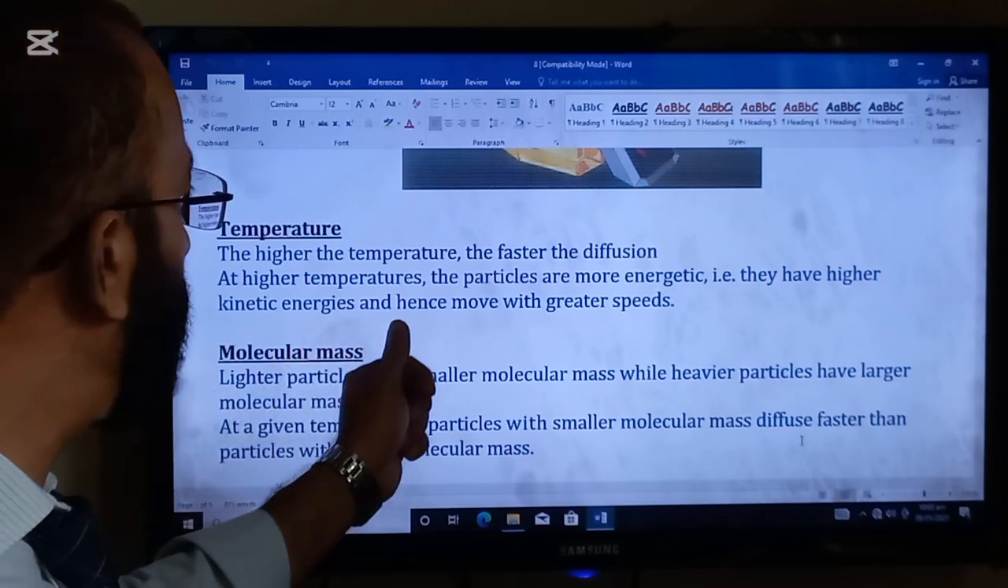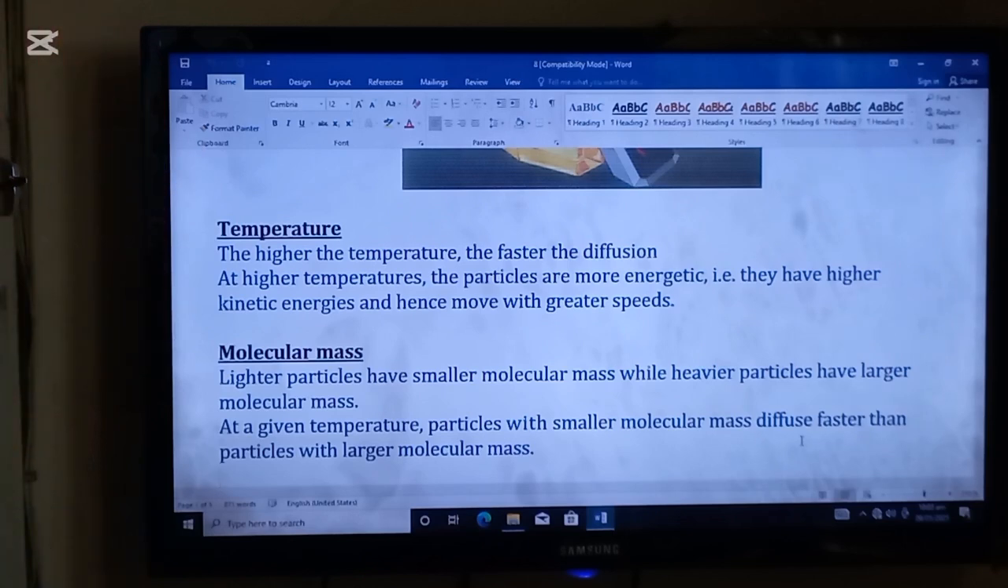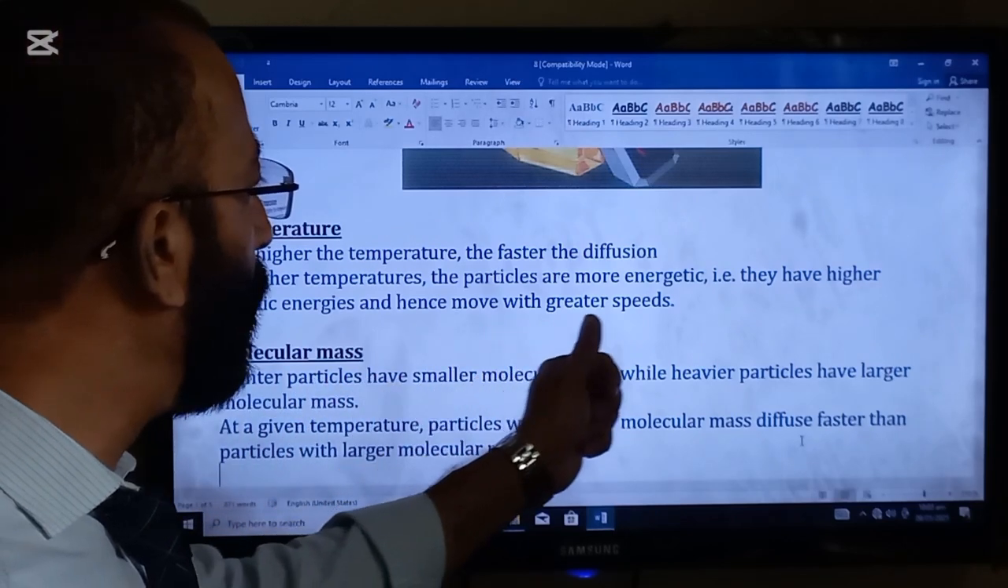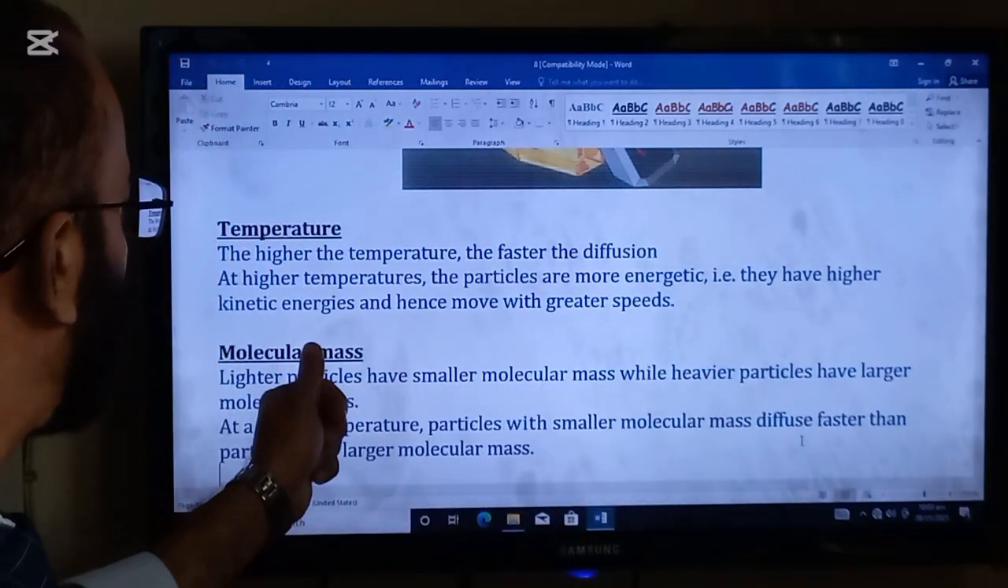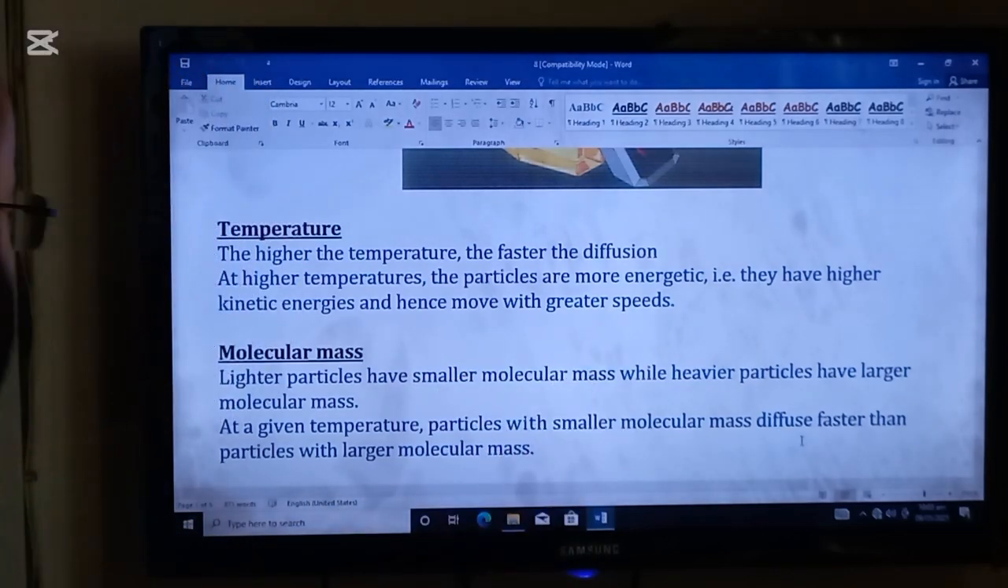The higher the temperature, the faster the diffusion. At high temperature, the particles are more energetic. That is, they have higher kinetic energies and hence move with greater speeds.